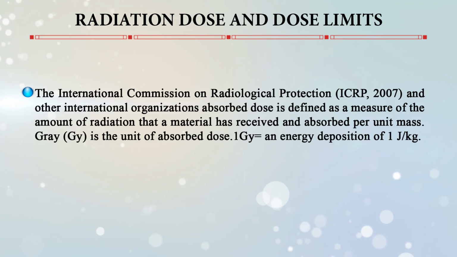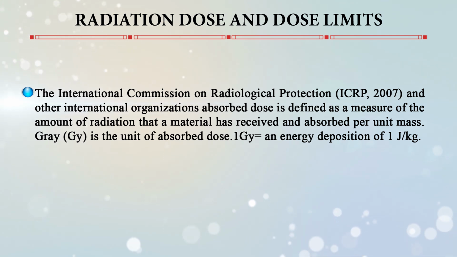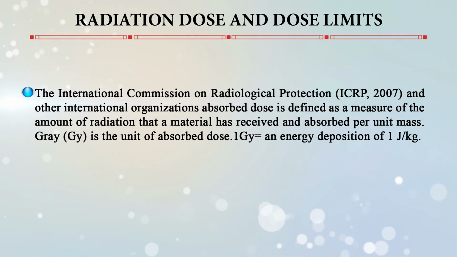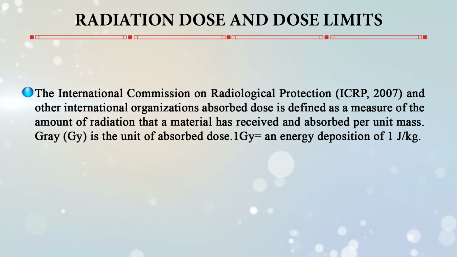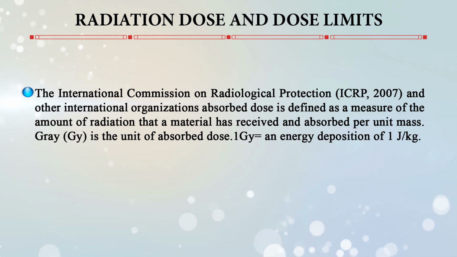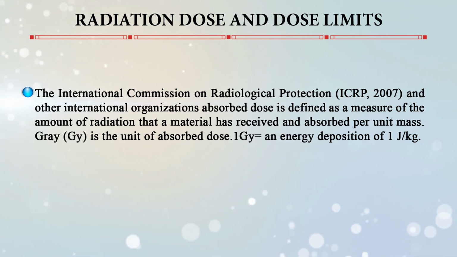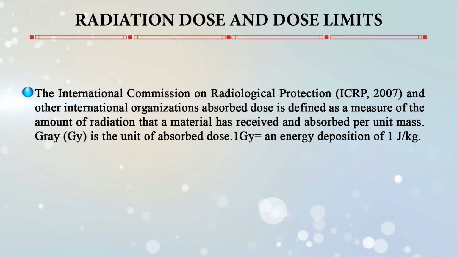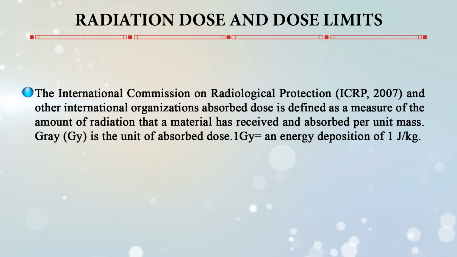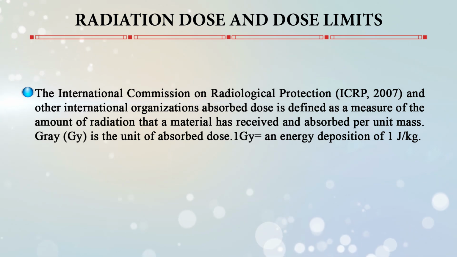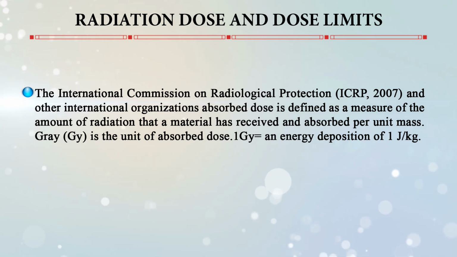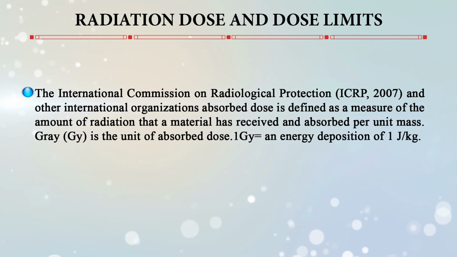Now we have to see the radiation dose and dose limits, and how they have to be. The International Commission on Radiological Protection, ICRP, and other international organizations define absorbed dose as a measure of the amount of radiation that a material has received and absorbed per unit mass, that is gray. That is represented as Gy. Gray is the unit of the absorbed dose. 1 gray is an energy deposition of 1 joule per kg.